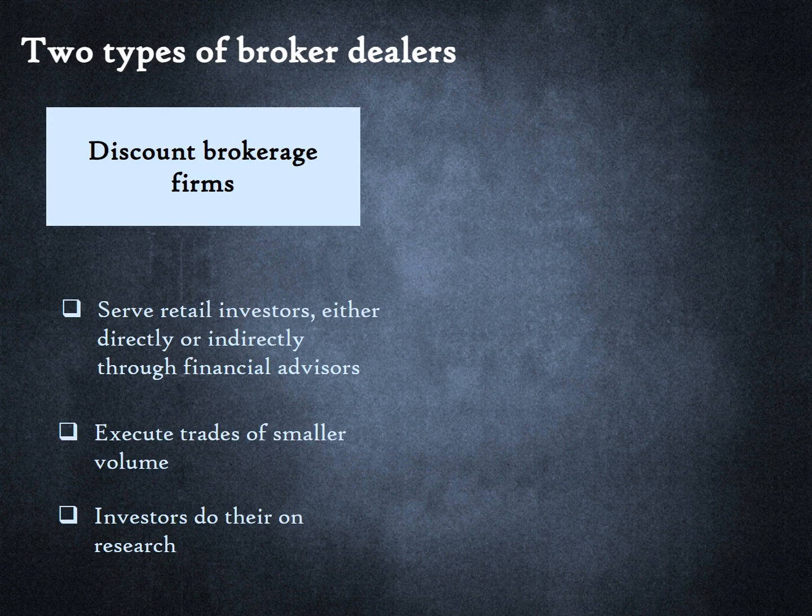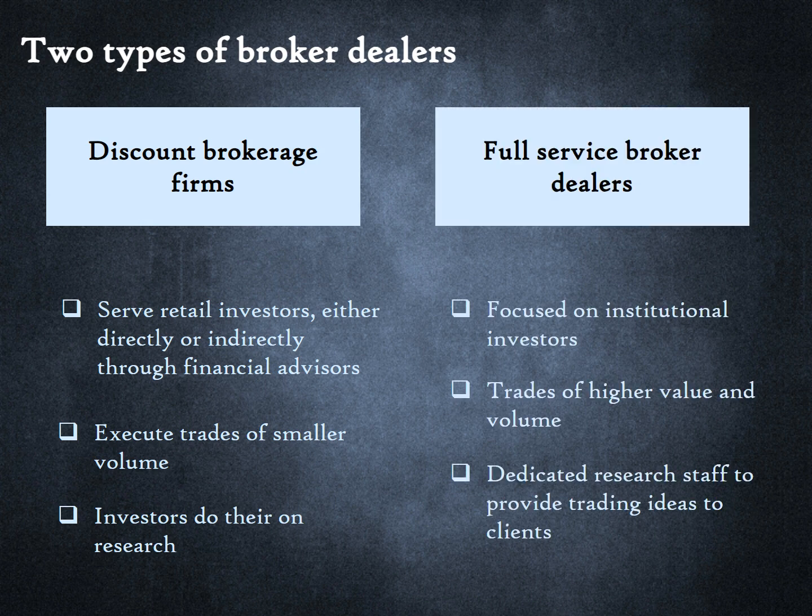Broker-dealers are of two types. Discount brokerage firms are focused on retail investors. Their immediate client could be the retail investor or a financial advisor who is trading on behalf of the retail investor. Examples include Robinhood and Charles Schwab. Full-service broker-dealers provide trade execution services to institutional investors like hedge funds, pension funds and insurance companies. These full-service broker-dealers sit within the investment banking divisions of big banks like J.P. Morgan and Citibank. They provide a broader suite of service than discount brokerage firms. We will learn more about them in the next lesson on investment banking.